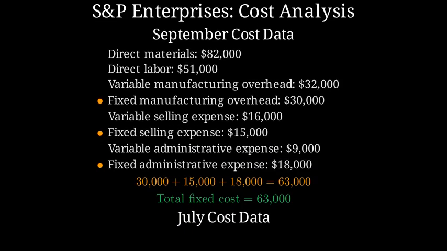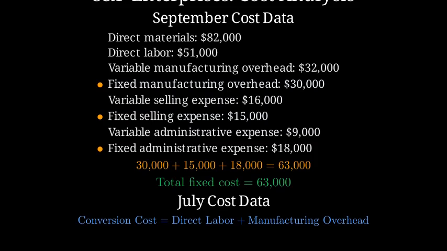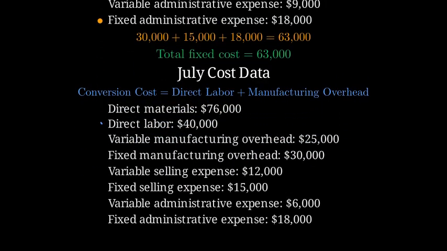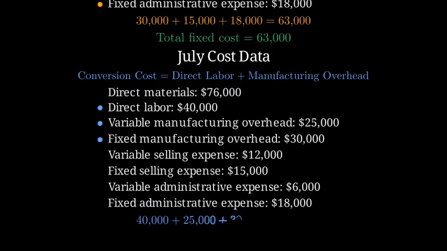Now, let's compute the total conversion cost for July. Conversion cost is the cost to convert raw materials into finished goods. That means direct labor plus total manufacturing overhead. We will use direct labor, variable manufacturing overhead, and fixed manufacturing overhead. Then we add them to get the total.